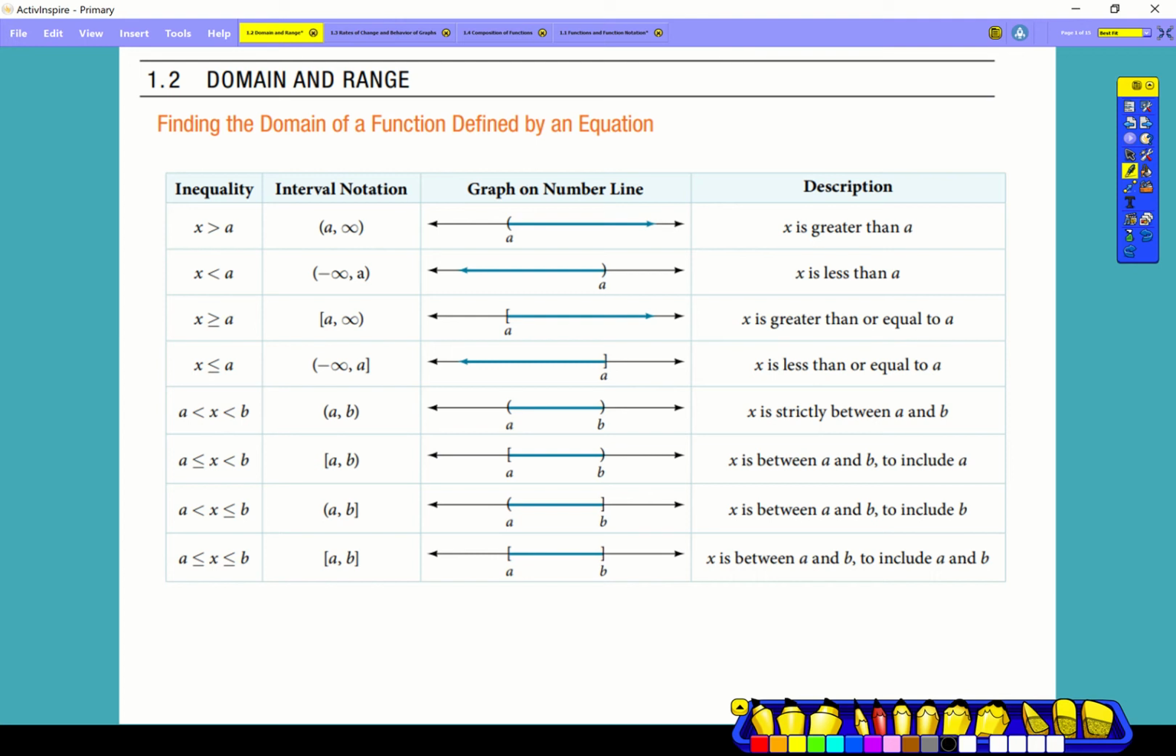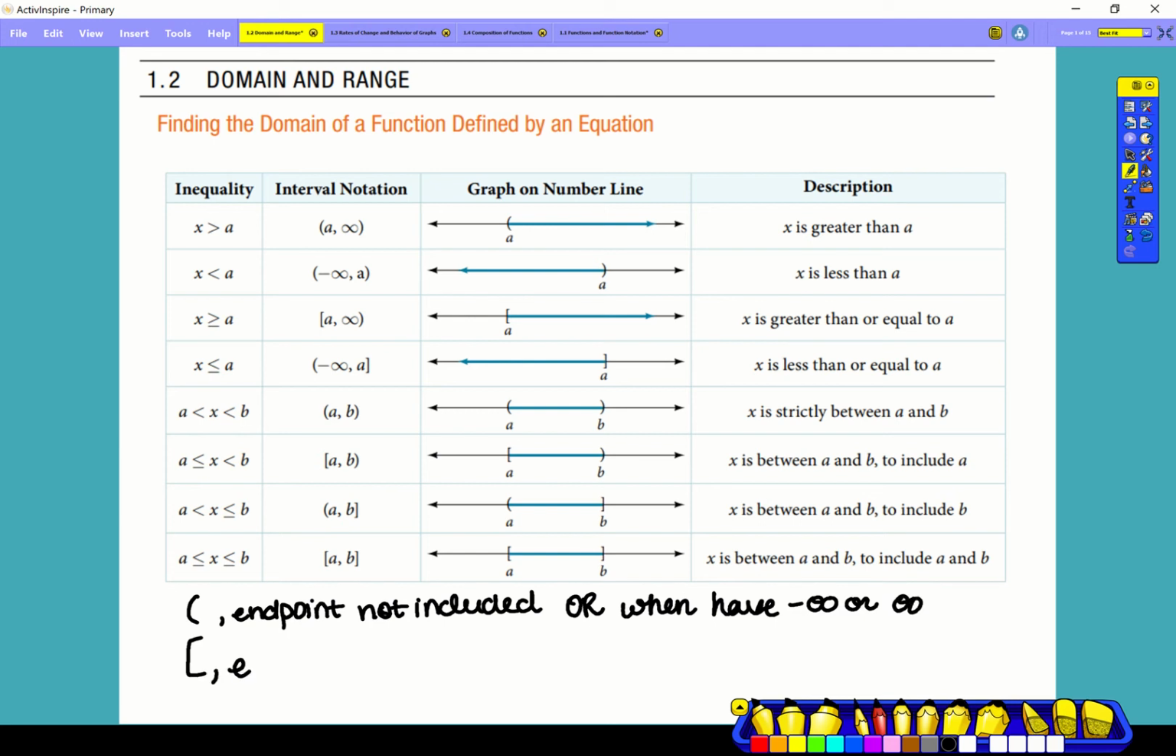So remember that you have a parenthesis when your endpoint is not included, or when you have negative infinity or positive infinity. The bracket means your endpoint is included, so that's similar to a solid circle, if you are familiar with the circular notation.